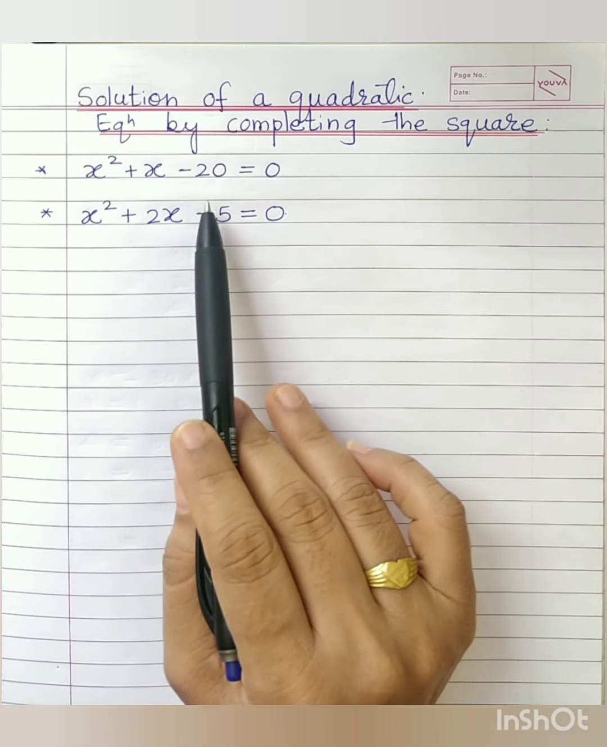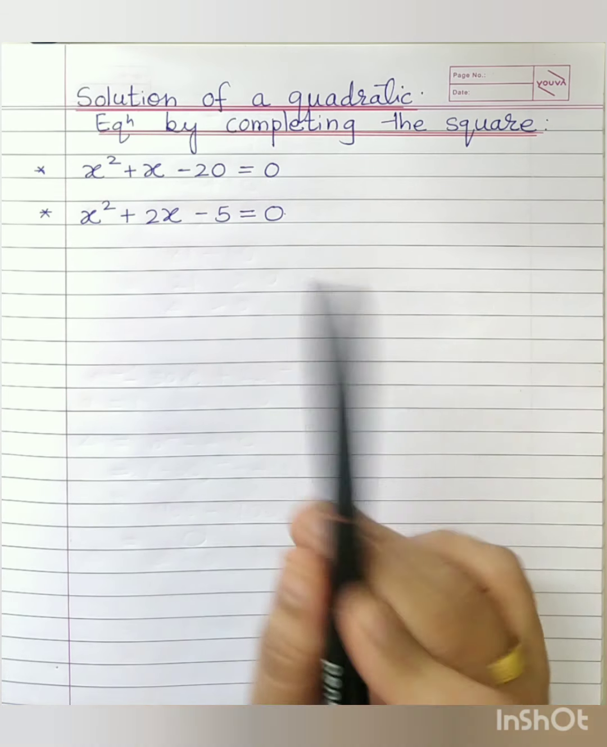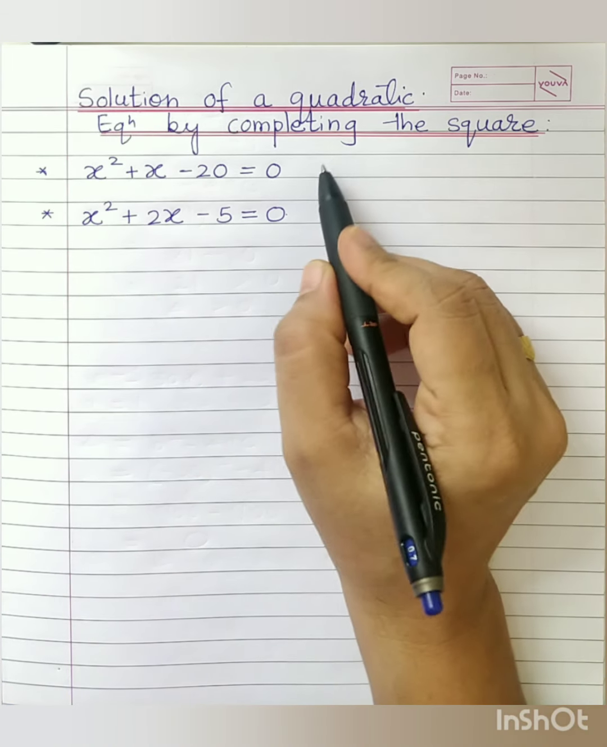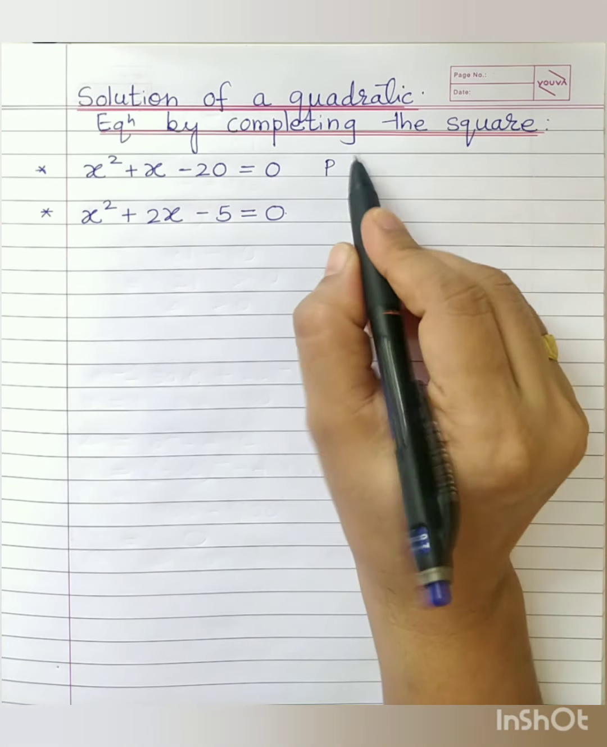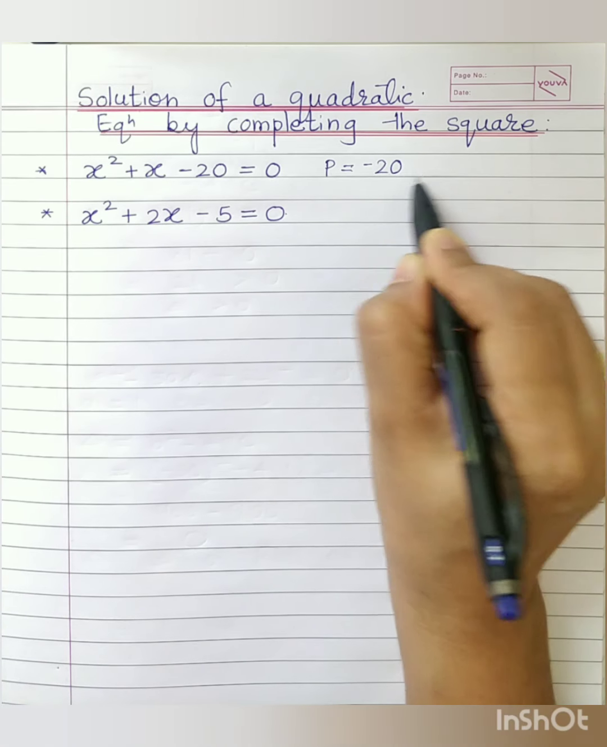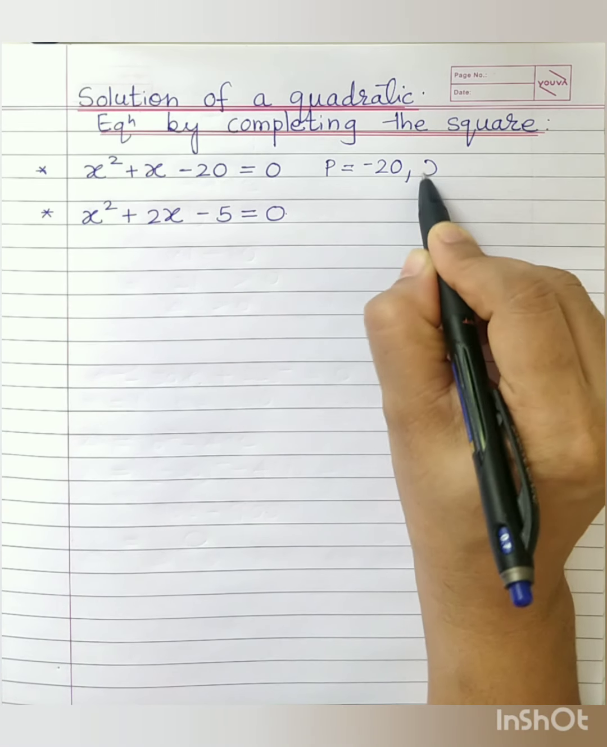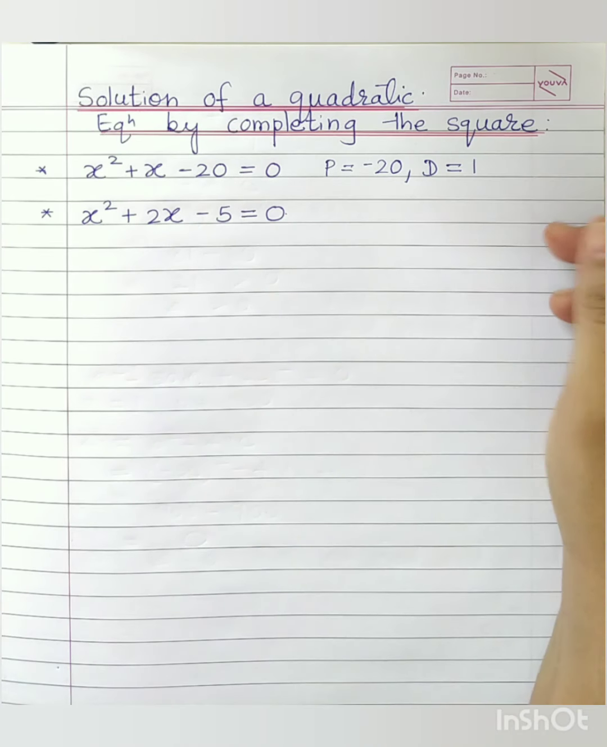You know the factorization method so far. So if we are going to use that, then what will we see? Product is what? 1 into minus 20, that is minus 20. Product is negative, so we are finding the difference. Difference is the coefficient of x, that is 1.